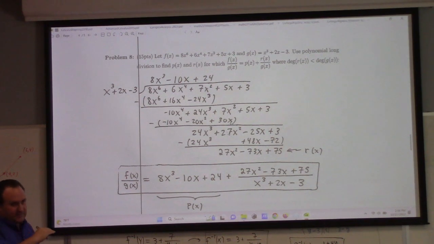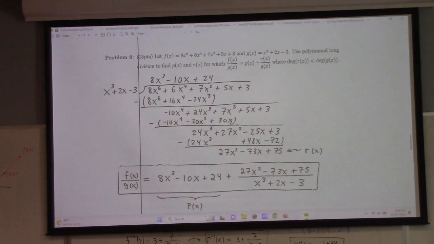We can only subtract apples from apples, oranges from oranges, right? Squares from squares, linear terms from linear terms, and so forth. But anyway, that's how it works out. And so this is the quote-unquote p of x. The remainder is this guy down here, which gives me this altogether.